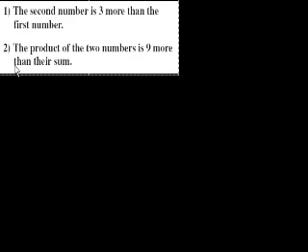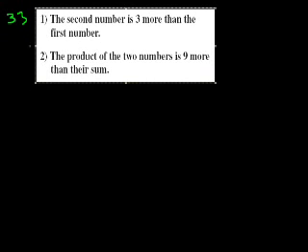33. I think this one actually might be good to copy and paste the problem. Let me see if I can do this. Okay, there are two numbers with the following properties. Let me write down the properties, or let me copy and paste it for you. Okay, I've copied it, and then let me go here, and then I've pasted it for you. All right. Now, so there's two numbers with the following properties. The second number is 3 more than the first number.